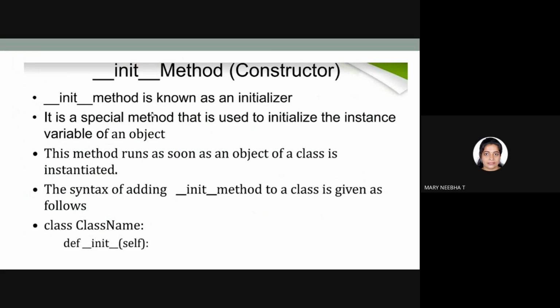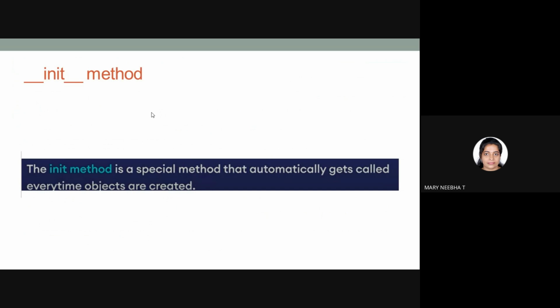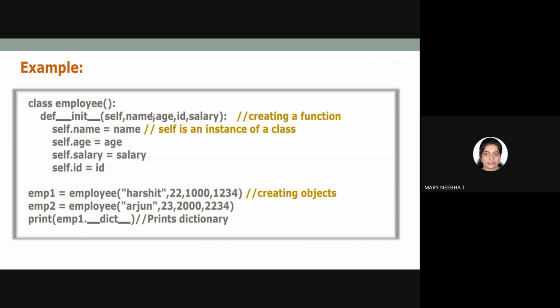But the init method is something different, something peculiar. Whenever an object is created, the interpreter automatically calls the init method. So this method runs as soon as an object of a class is created. It is automatically called whenever an object is created. If we create more objects, then that many times the constructor will be called. So here we can see an example.